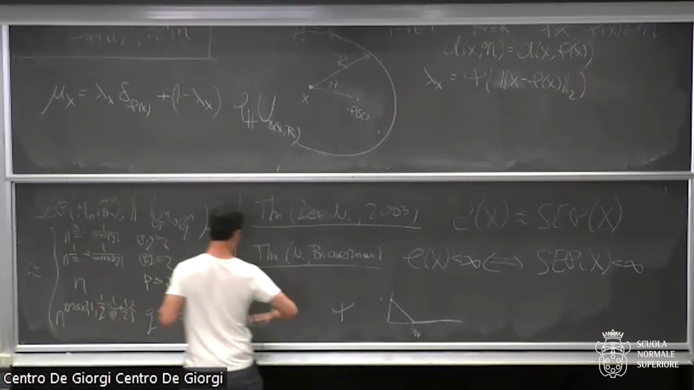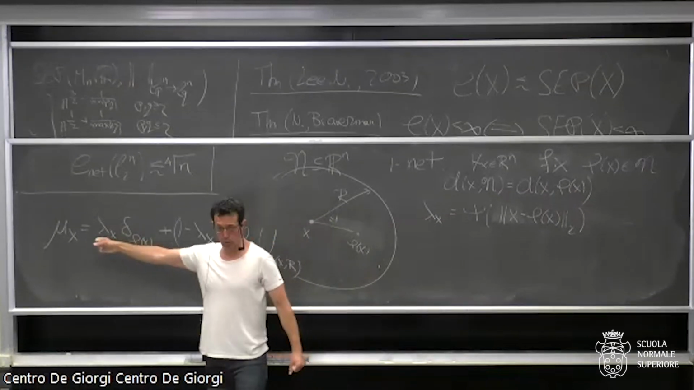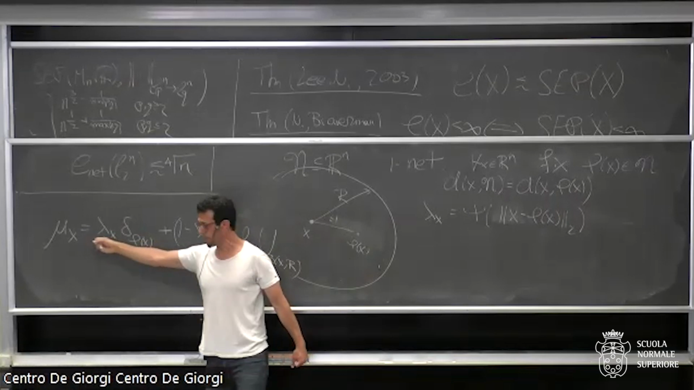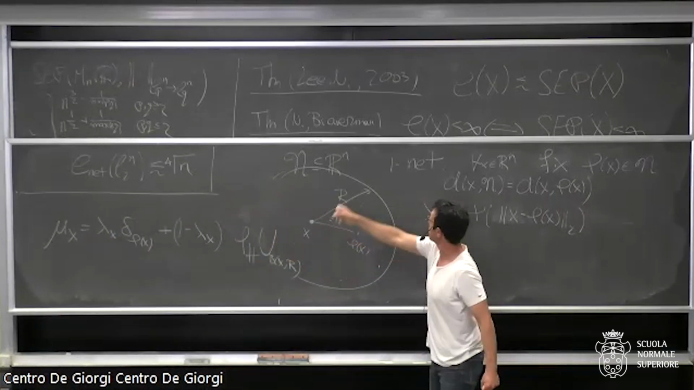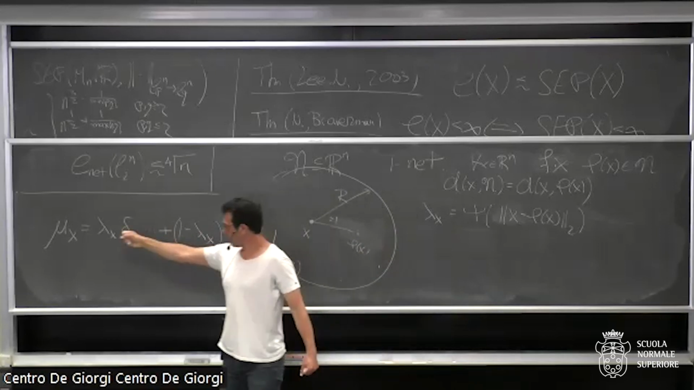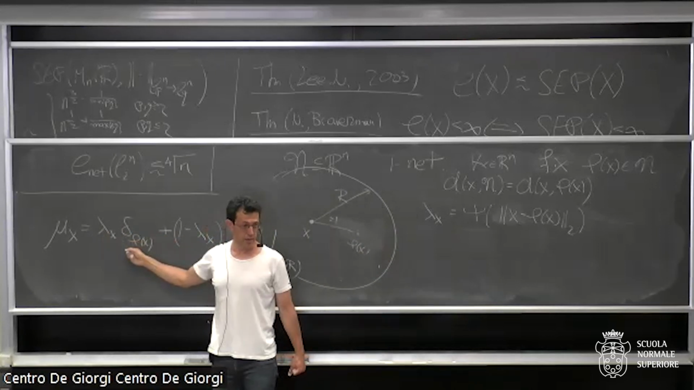This is the uniform measure. So think of lambda of x as you flip a coin. The probability of heads is lambda x. So lambda x is 1, or tending to 1, when you're very, very close to the net. You flip the coin, you got a number. With that probability, you go to the delta mass at the nearest net point.